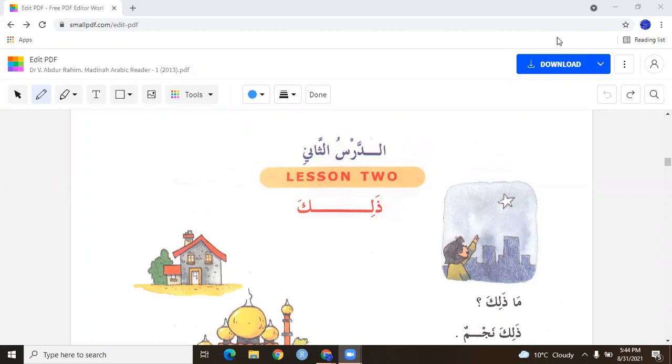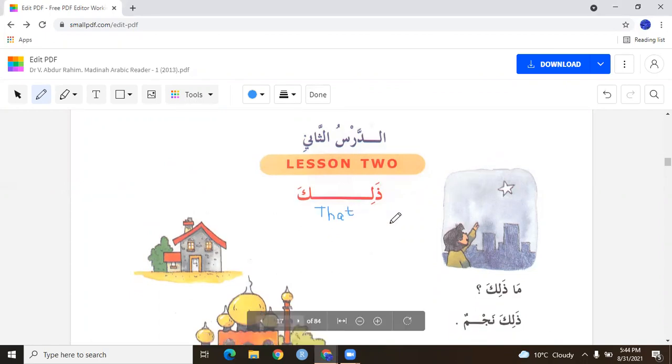Today we are going to start with lesson 2, which is about dhalika. Dhalika means that. In the previous lesson, we covered hada, which means this. Now, dhalika is that. Samiha, could you please begin reading?